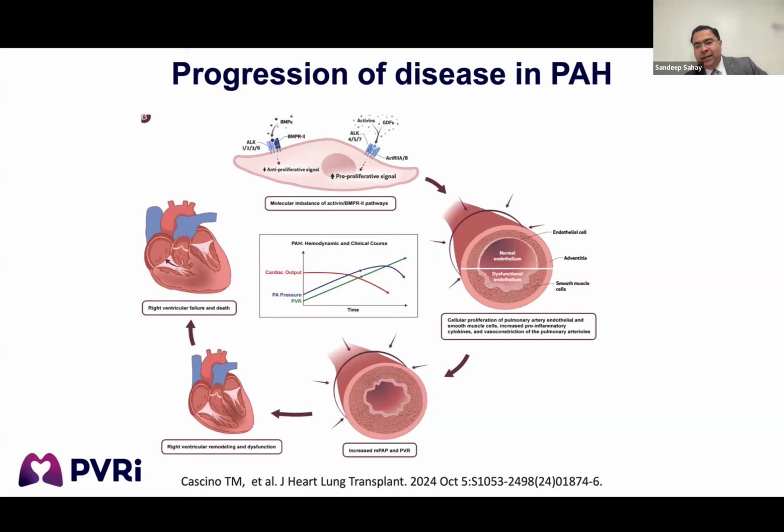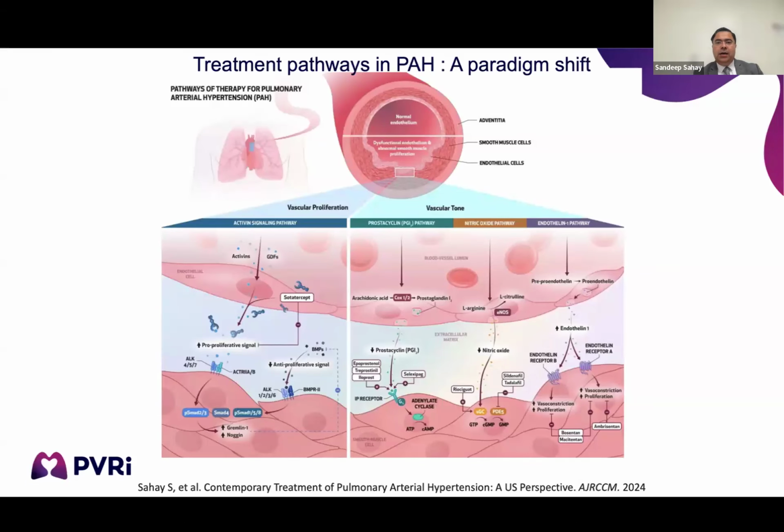And then why does it happen? As we know, PH is a multifactorial disease, and there are multiple mechanisms involved. But the bottom line is there is an imbalance of anti-proliferative and proliferative mechanisms, and that leads to these changes in the smooth muscles of the pulmonary arteries.